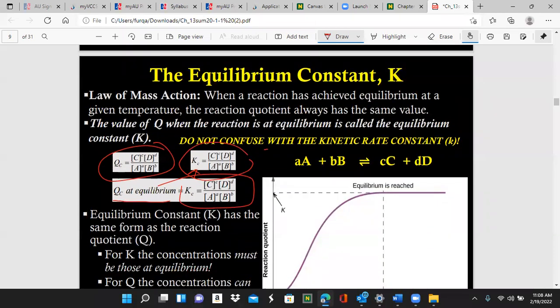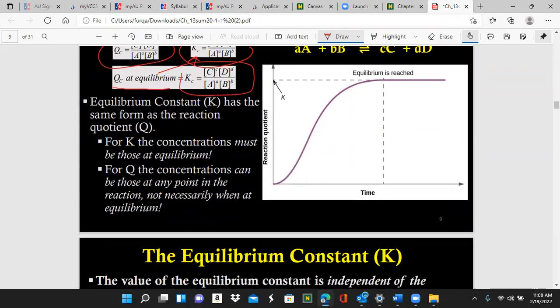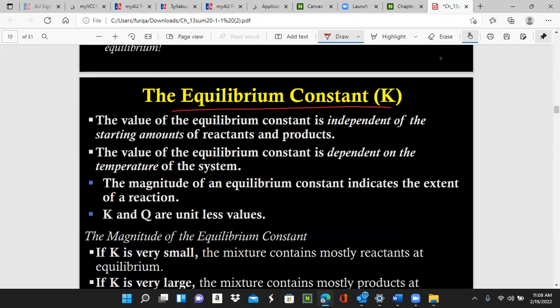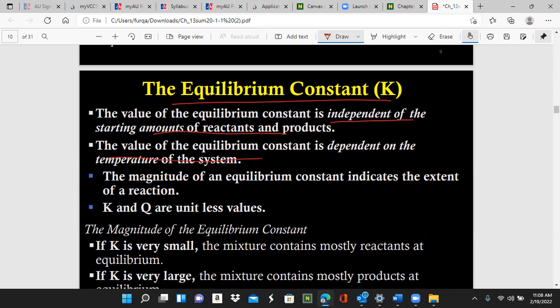Do not confuse it with the kinetics rate constant, small k. That's again written here, so make sure that you're reading. The magnitude of the equilibrium constant K is going to tell you the progress of the chemical reaction. It is independent of the starting amount of reactant. So the initial concentration has nothing to do with the value of the equilibrium constant because it's just the ratio of products over reactants. You know that. The value of the equilibrium constant is dependent on the temperature.